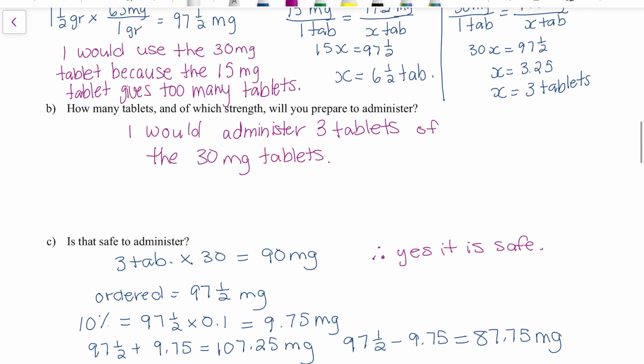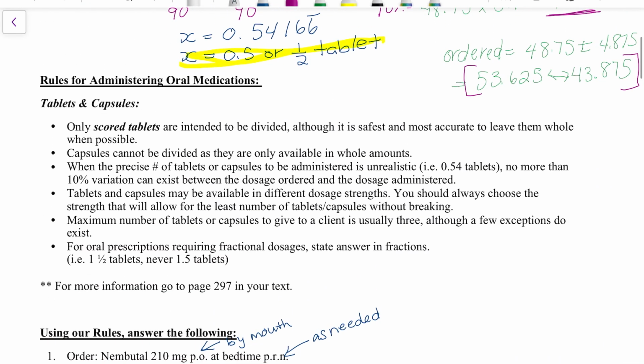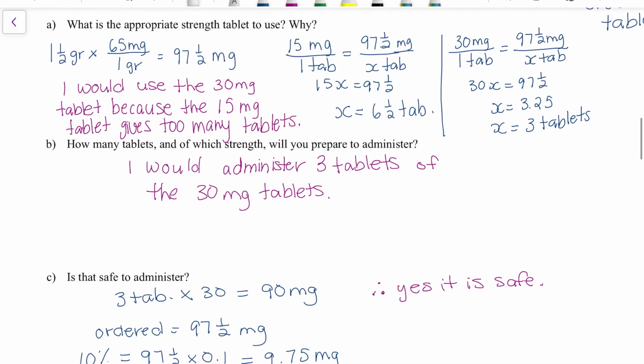Okay, again, let's just double check our rules up here. Scored tablets are intended to be divided. We're using whole numbers, so that's okay. It's not a capsule. It is within 10%. We want to choose that have the least number of tablets, which is what we did. Maximum is 3. That's fine. And again, we're a whole number, so we didn't have to worry about putting it in a fractional dose. So we've hit all of our rules there.